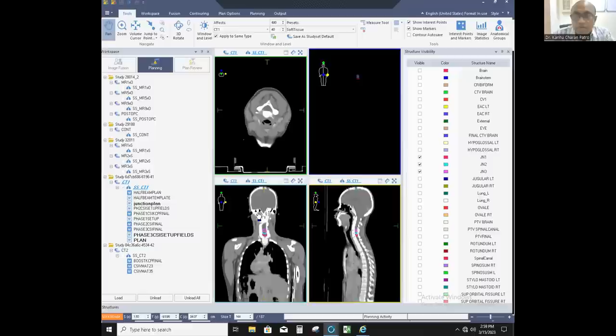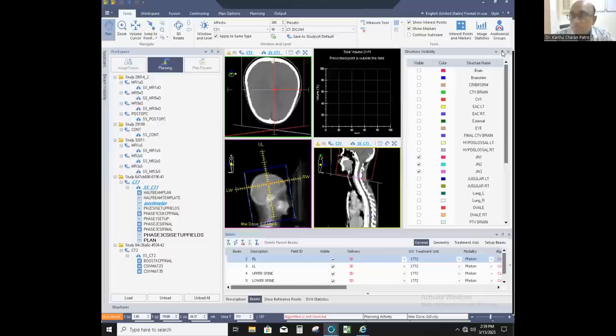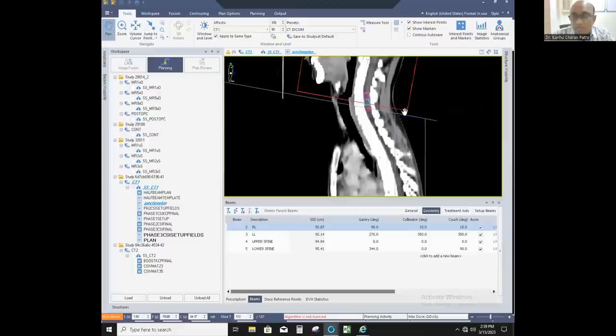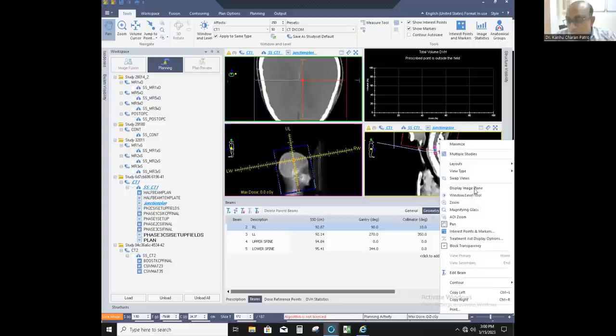And then, if I plan for the junctional plan, let's open the junctional plan. You can see here the cranium field lower border and the spinal field lower border. Here, I have given a collimation of 10 degrees. If I don't give collimation and enter 0 degrees, see how it is overlapping. So always match with the sagittal section, and if the sagittal section matching is not sufficient, you have to match with the coronal section also. In this condition you have to give a couch angle.